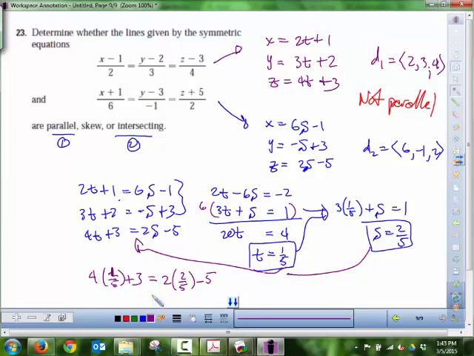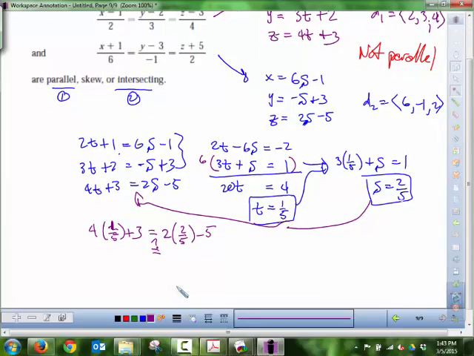So the question is, are these two things equal? Well, I have 4/5 plus 3 and 4/5 minus 5. It doesn't look like it's going to be equal, right? So you don't have to find those numbers. If you know that they're different, then you're done. So this tells you that they don't intersect, which means that they must be skew.